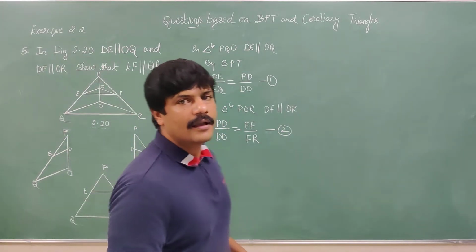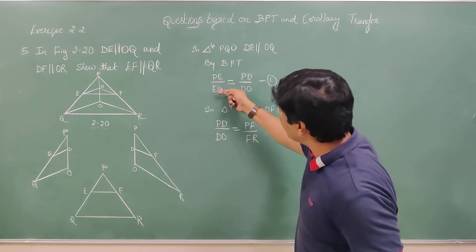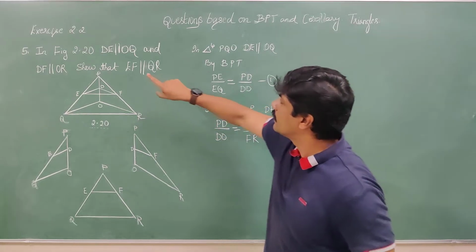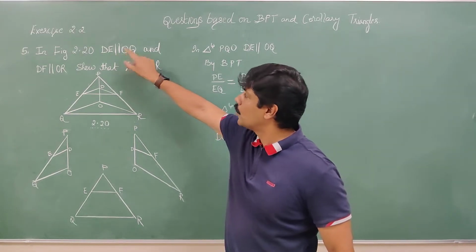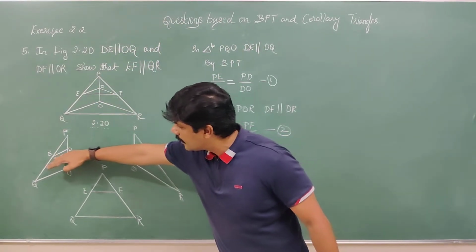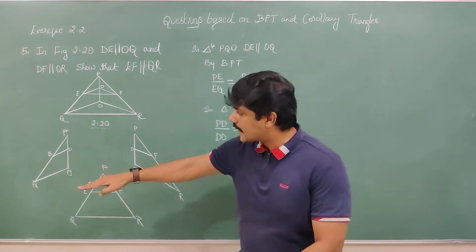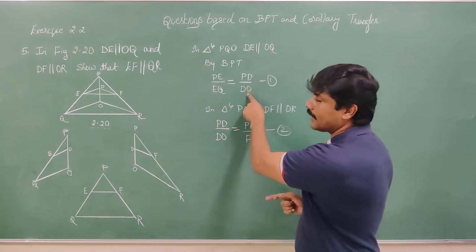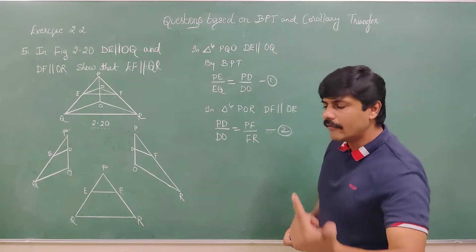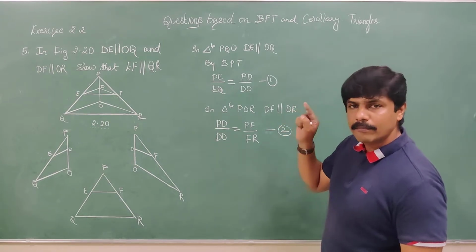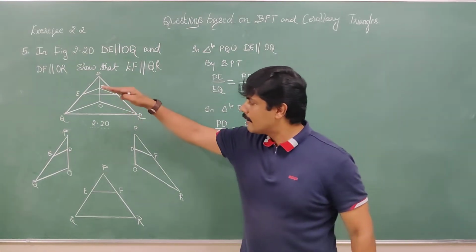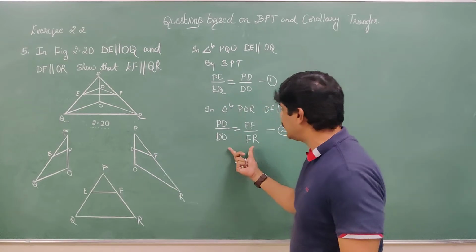How did we get this? We got PE divided by EQ is equal to PD divided by DO because DE is parallel to OQ. Because of this condition, we could derive this. When the line ED is parallel to one of the sides of the triangle, it divides the other two sides in the equal ratio, which we have taken by BPT. How did we get PD by DO is equal to PF by FR? Because the given condition is DF is parallel to OR. If parallel is given, then the other two sides can be derived like this.